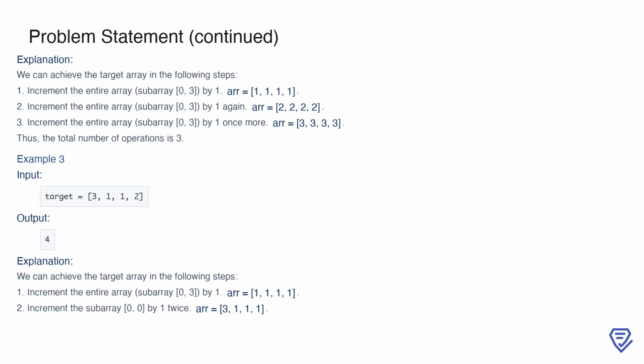Now, consider the third example. The target array is 3, 1, 1, 2. First, we increment the entire array once, setting all elements to 1. Then, to match the target at index 0, we increment the first element twice more, making it 3. Finally, we increment the last element once to turn it into 2. Altogether, this transformation requires 4 operations. This example highlights how the number of operations depends on the differences between values in the target array and how we can use subarray increments strategically to minimize the total steps.